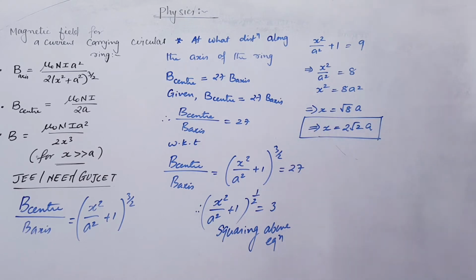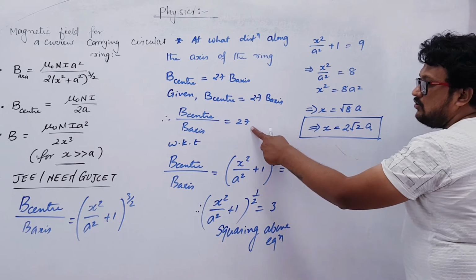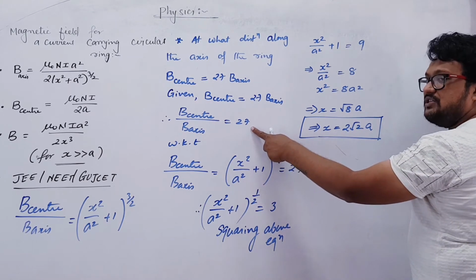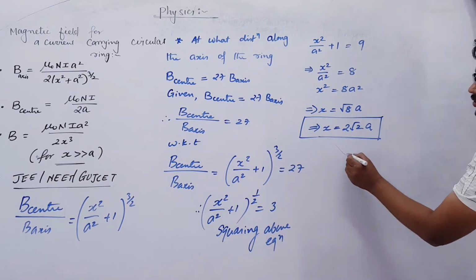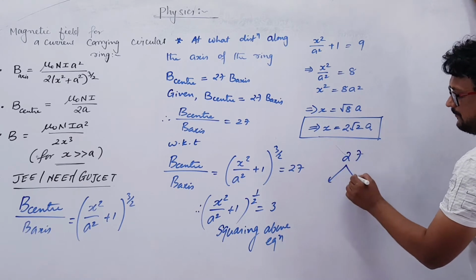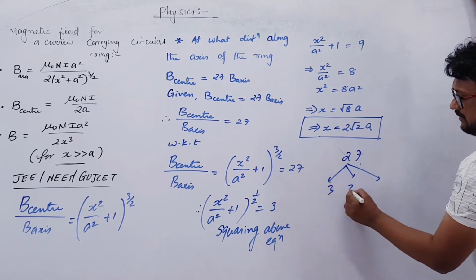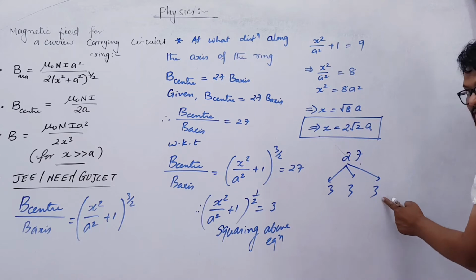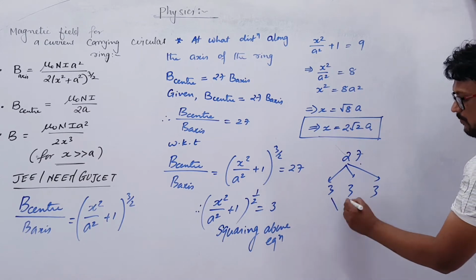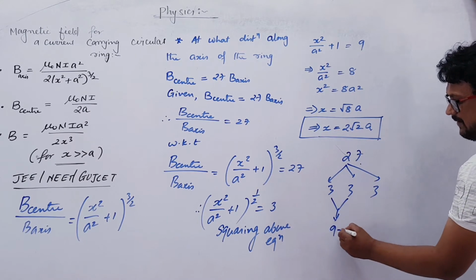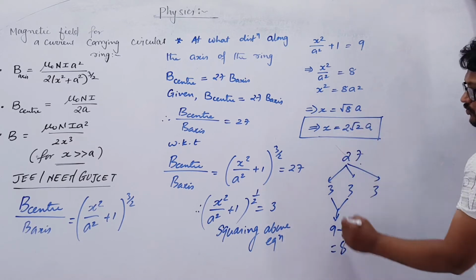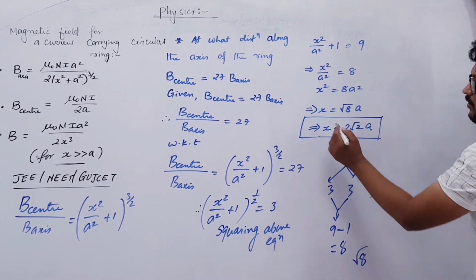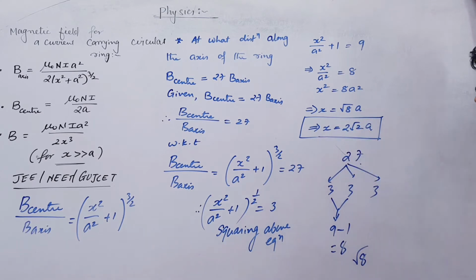So instead of 27, if something else is given, look here, 27 is there, so that is 3 3s are 9, 3 9s are 27. What you have to do is split 27 into 3, 3, 3. Out of this you multiply two of them, so 3 3s are 9, minus 1, that is 8, so you are getting root 8. So x will be equal to root 8 times a, right?